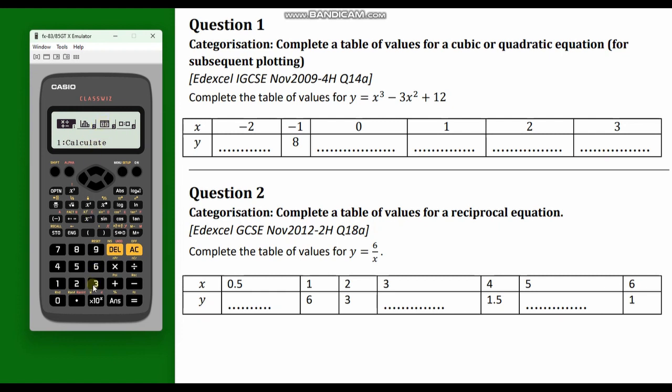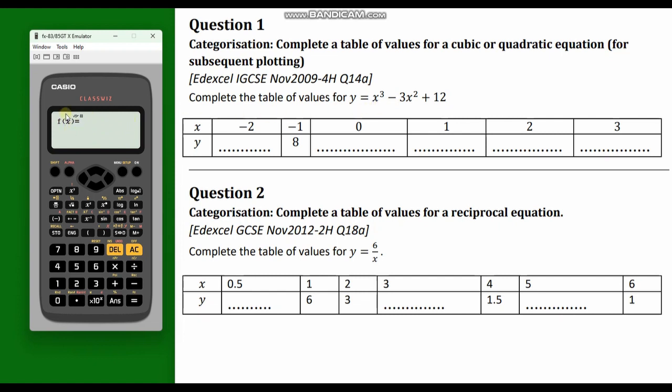So you can just type in 3, or the other way to do it is to click the right arrow key and then go along until you get to the third position, and then just press equals. And now we're in table mode. So what we need to do now is type in our equation.